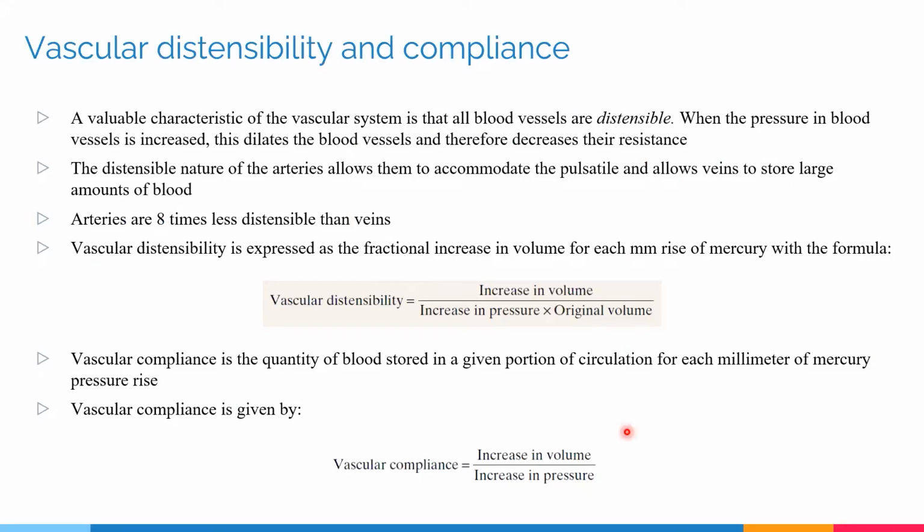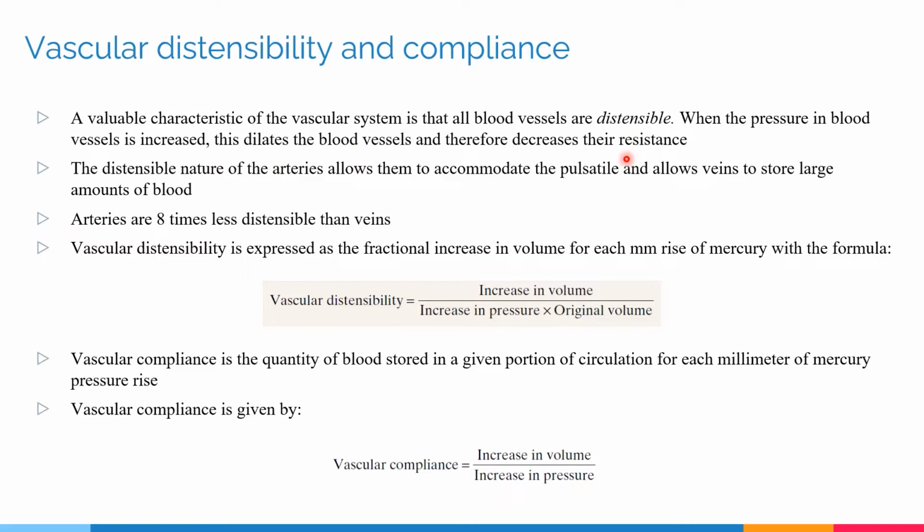Next, we move on to vascular distensibility and compliance. A valuable characteristic of the vascular system is that all blood vessels are distensible. That is, they can change their volume. When the pressure in blood is increased, this dilates the blood vessels and therefore decreases their resistance. Thus, we can imagine a balloon right here. When the pressure in the blood increases, we can imagine that we are blowing air into a balloon. So the volume of the blood vessels increases as well.